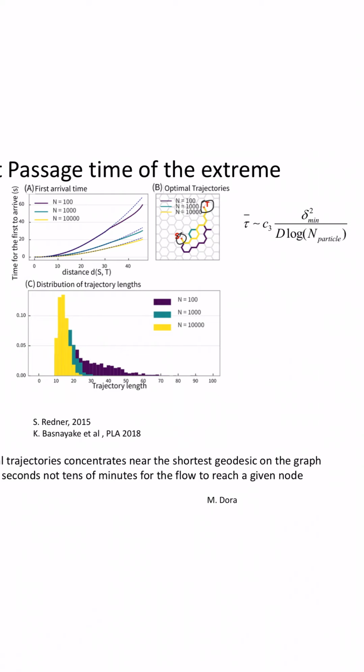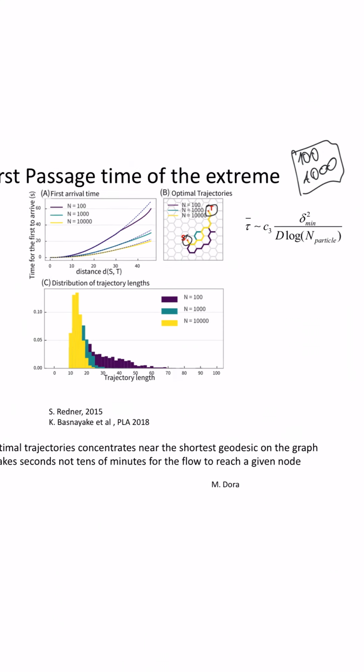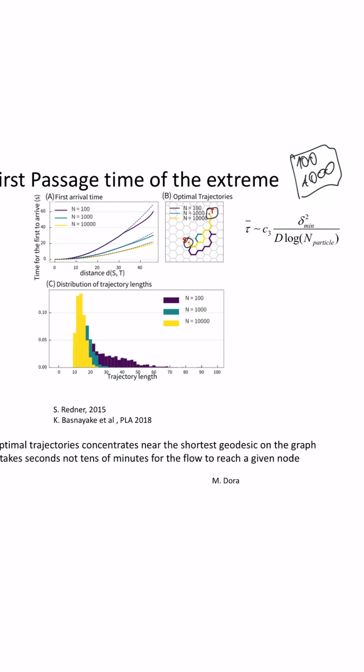And so if you have not one particle, but you can have 10, 100, 1,000, and you ask, what's the trajectory of the first one to arrive? So the trajectory in the case of diffusion is actually going to be very close to the geodesic, that is the shortest distance from S to T when you look at the distance on the graph here. So this is what we found.